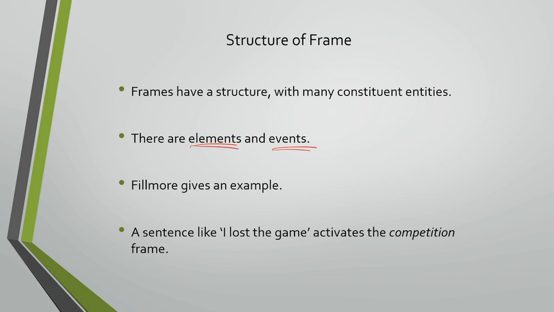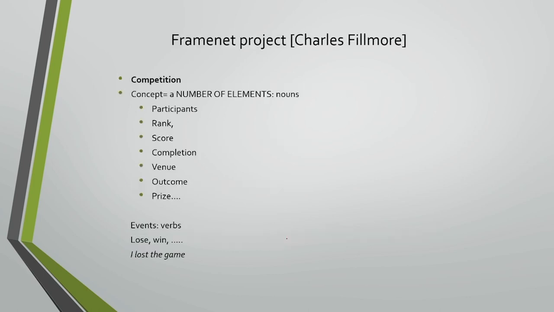So, frames are made up of small little things, entities. They can be divided into two categories, one is called the element, the other is called the event. Largely, grammatically speaking, elements are typically the noun class and events the verb class, let us say. So, we will stick to Fillmore's example here. A sentence like "I lost the game" activates the competition frame. This is an example that Charles Fillmore himself gave.